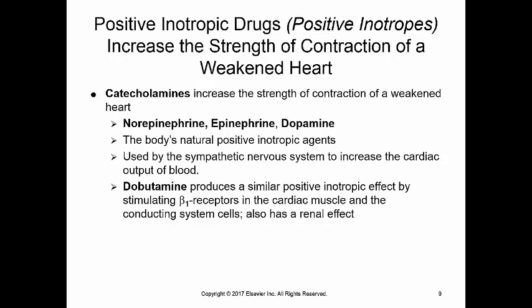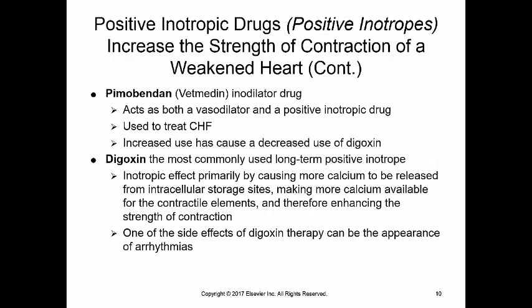A drug that would mimic what dopamine does is dobutamine, and it has a lot of the same effects that dopamine has, and at the same time it also has a renal effect. So it actually will increase renal output of urine. Pimobendan, known as Vetmedin, has been used as a vasodilator and positive inotropic drug for a lot of our dogs that have congestive heart failure. So it reduces resistance by relieving vasoconstriction, and at the same time it actually increases contraction of the heart.